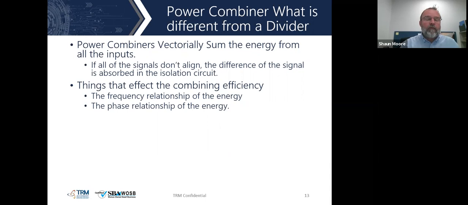However, if signals are out of phase, or if there are different frequencies, varying amounts of energy will need to get dissipated. A good example of that is if you have two dissimilar signals, say you're running two different CDMA radios where there's different frequencies and different phases. Effectively, half of the energy from each input will be dissipated in the isolation circuit of the power divider, of the power combiner.